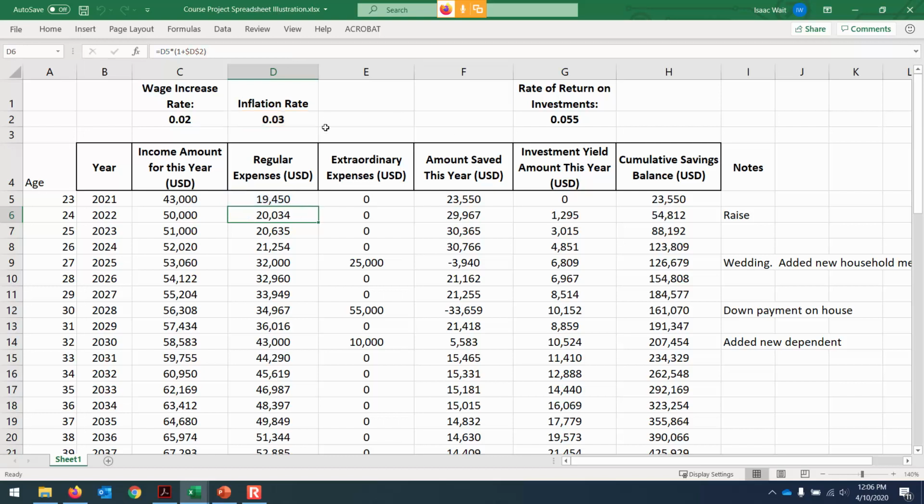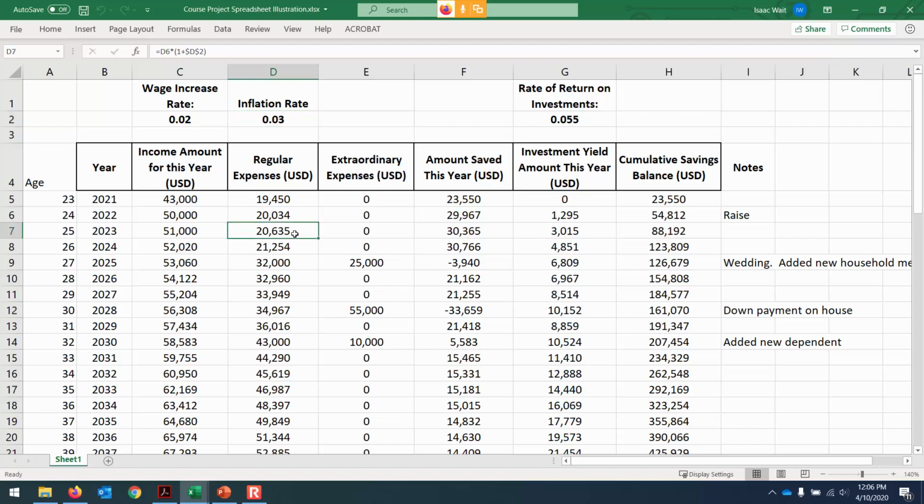And why am I using 3%? It's just for illustration. You need to do a little bit of background research and find out what is a good, defensible, representative average inflation rate over the long term. And you can find that data relatively easily, so I don't feel bad asking you to just do a little bit of research on that.